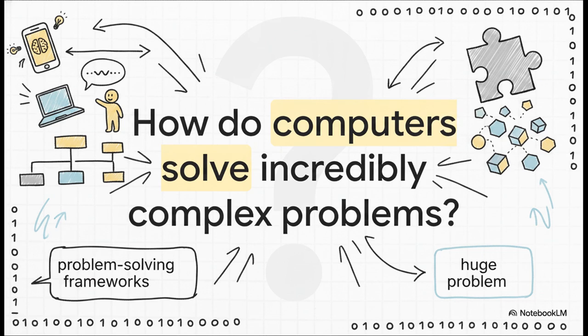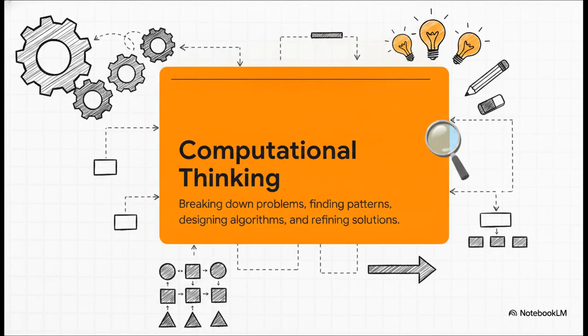But actually, scratch that. They aren't smart on their own at all. They rely entirely on human-designed problem-solving frameworks. A computer literally only does exactly what a human tells it to do. So how do we tell them what to do when the problem is just huge? The secret sauce? It's called computational thinking.